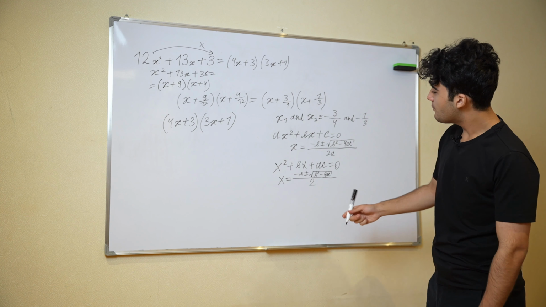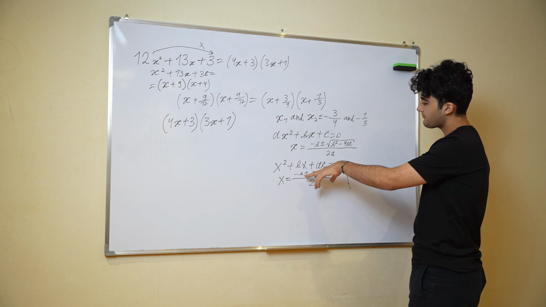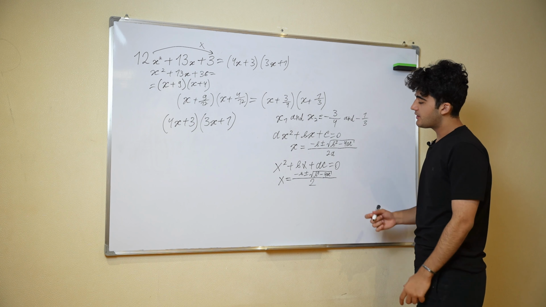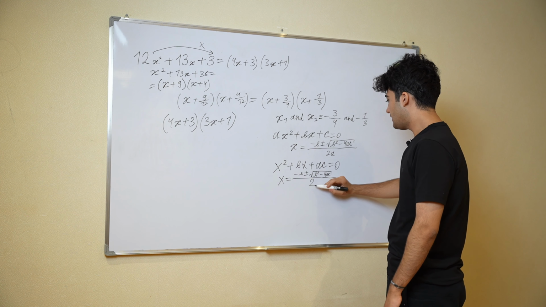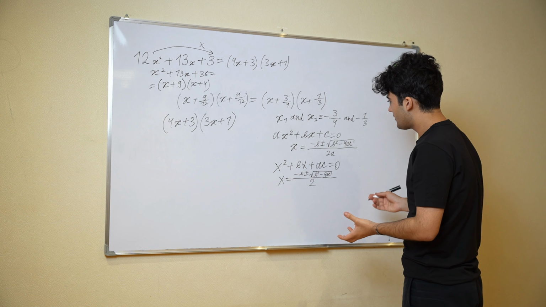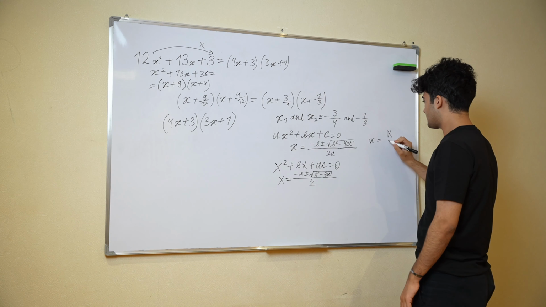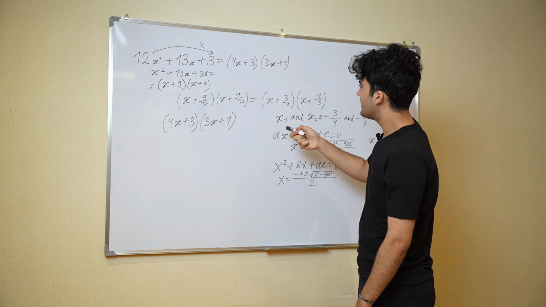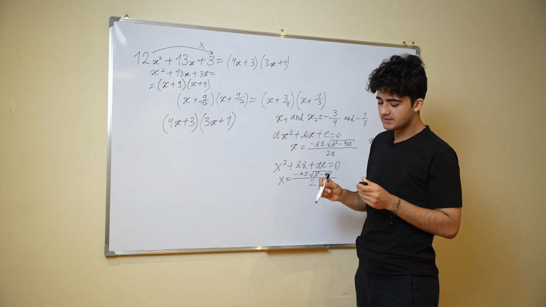When we look at these two solutions, the numerators are basically the same thing. The only thing that differs is the denominator. You see here we have 2 and here we have 2a. So basically this x is equal to x divided by a, and this is exactly why this works.